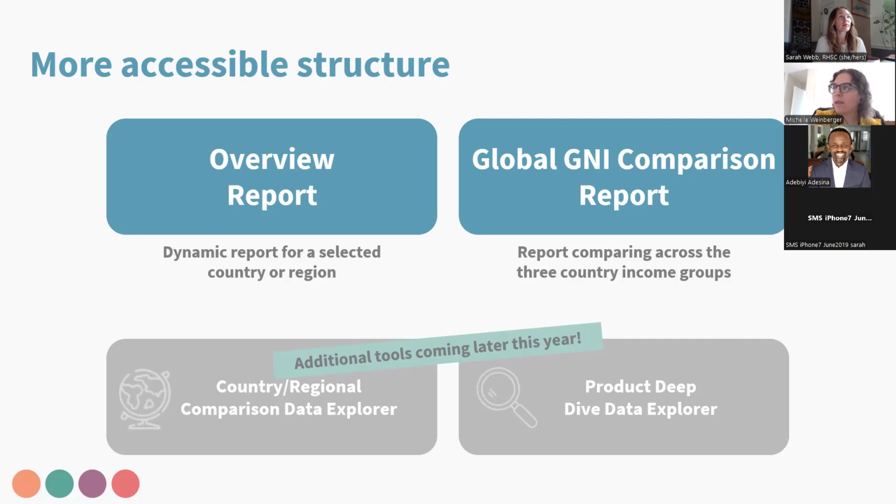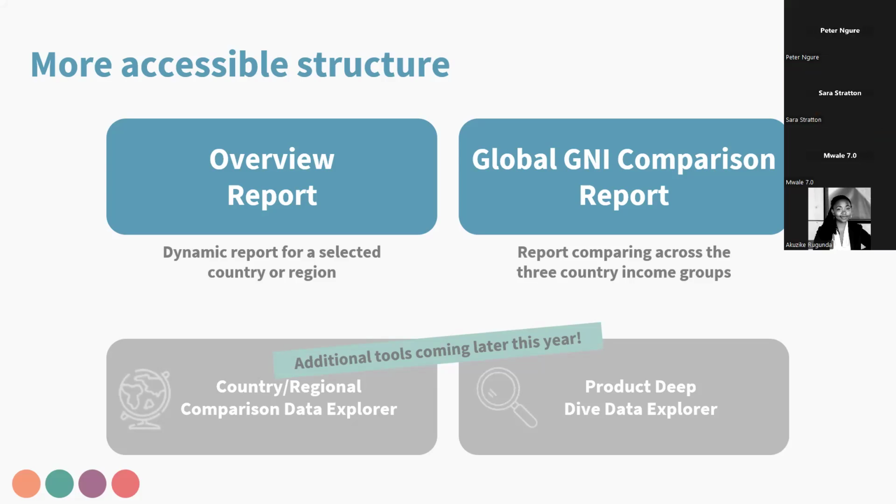Each health area also has a global GNI comparison report. This report is really focused on understanding differences and patterns across low, lower middle, and upper middle income countries. And then soon to be launched will be a comparison data explorer, which will let you see how things vary across countries or regions, as well as a product deep dive. These are similar to tools that existed in the custom reports feature of the 2021 LEAP report. So the product deep dive lets you select one single product, for example contraceptive implants, and has a whole lot of results about where implant users are, the volume of products being used, and how that might change under the different future scenarios.